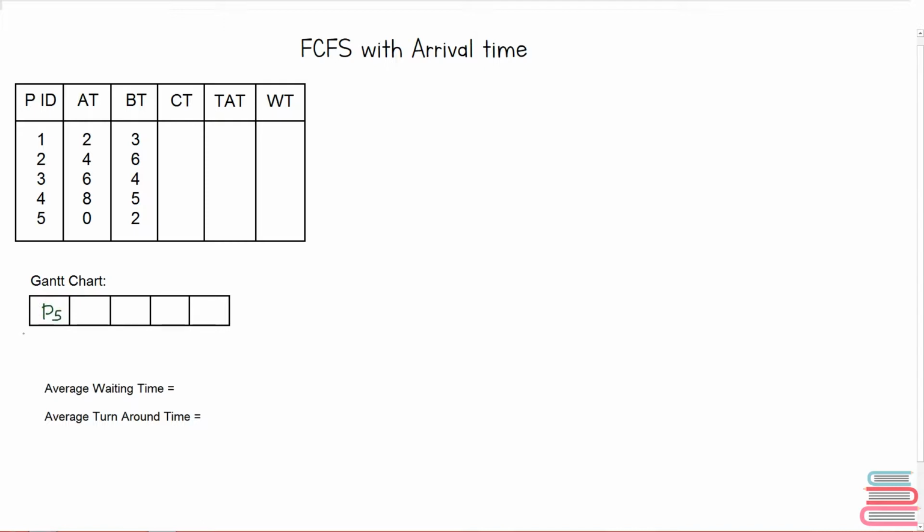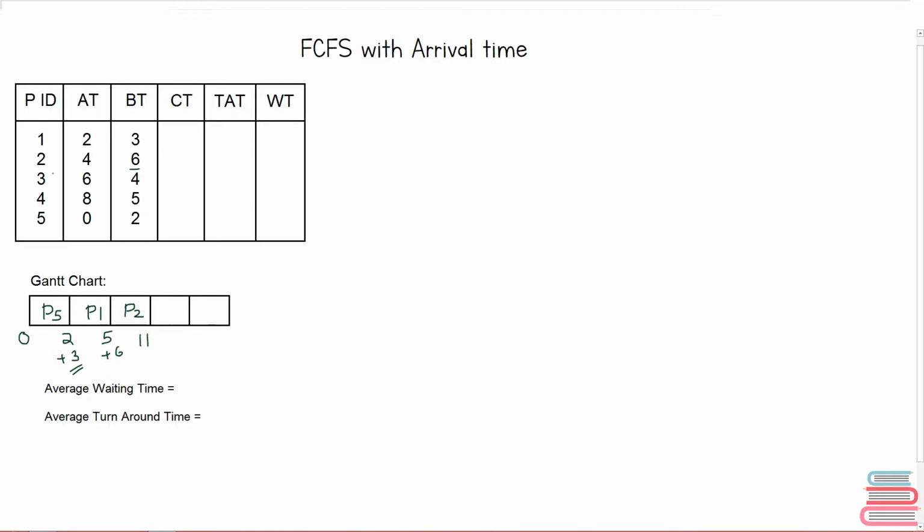So P5 starts at 0 and completes at 2 because its burst time is 2 milliseconds. After P5, P1 has the least arrival time. So P1 has to be executed and its completion time would be 2 plus 3, which is 5, because its burst time is 3 milliseconds. After process 1, process 2 has the least arrival time.